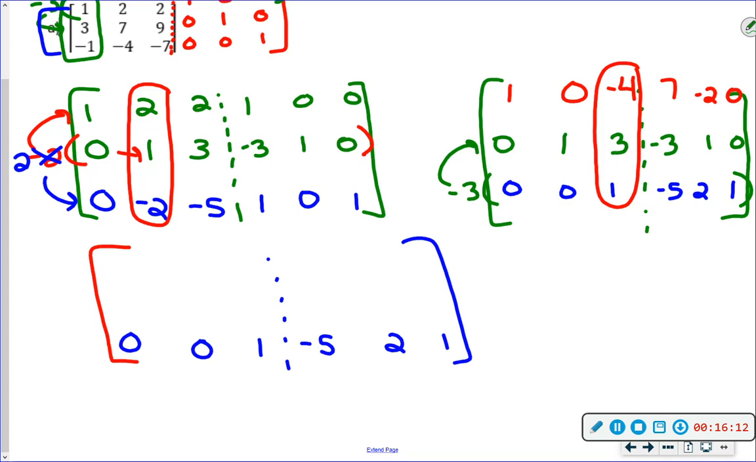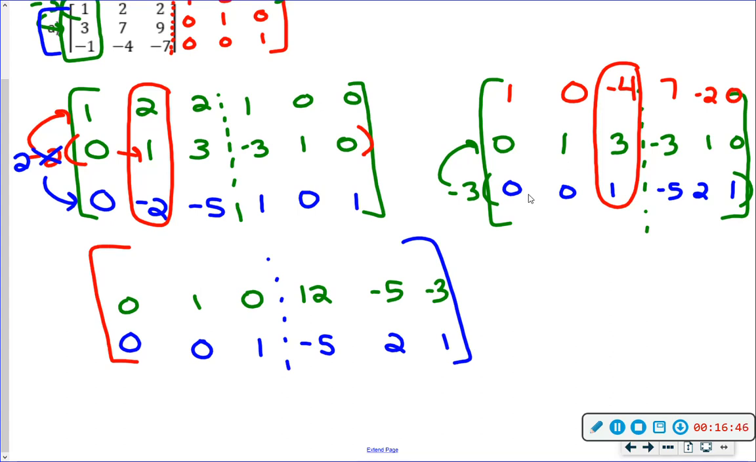So start calculating. Negative 3 times 0, 0 plus 0. Negative 3 times 0, 0 plus 1. Negative 3 times 1, negative 3 plus 3. Negative 3 times negative 5, 15 minus 3. Negative 3 times 2, negative 6 plus 1. Negative 3 times 1, negative 3 plus 0. All right, top row. And we're finally going to be done with this.